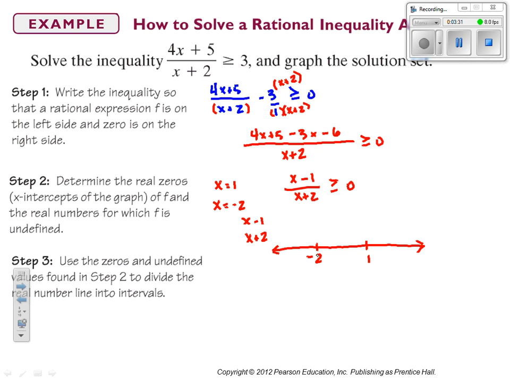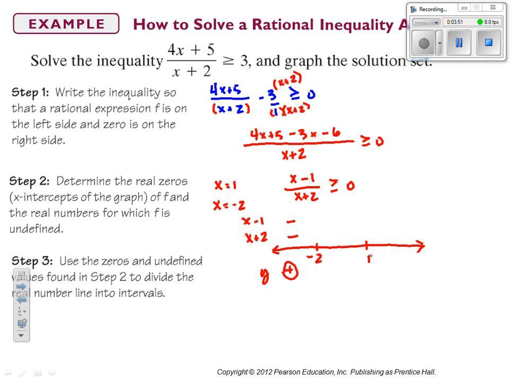So if I test a number that's less than negative 2 in the first function, I'm going to pick negative 10. Negative 10 minus 1 is negative. Negative 10 plus 2 is negative. So if I have a negative factor over a negative factor in my fraction, then overall my y values there are going to be positive.